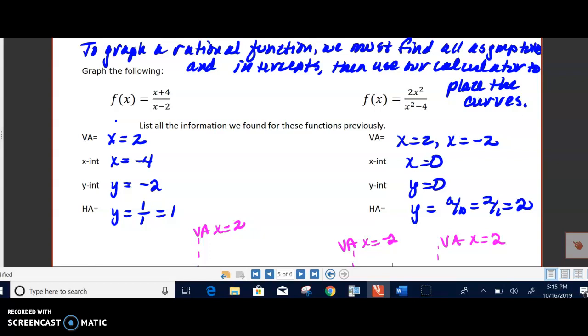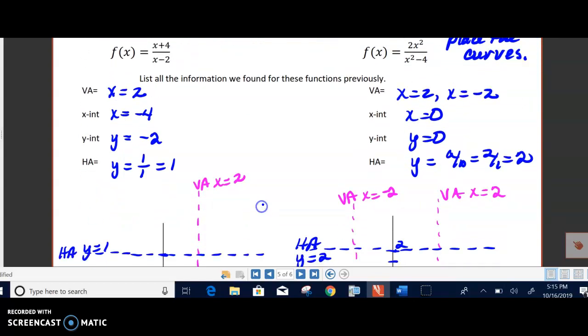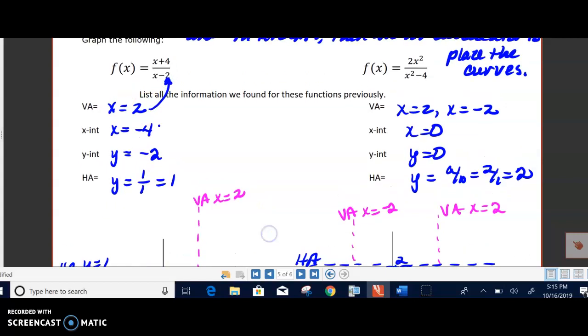For (x + 4) divided by (x - 2), we had found the vertical asymptote. Remember, it comes from the 0 of the denominator. We had found the x-intercept, which comes from what makes the numerator 0. We found the y-intercept by letting all the x values be 0. And the horizontal asymptote is at 1 because the degree at the top is 1, the degree at the bottom is 1, so we take the coefficients divided by each other.